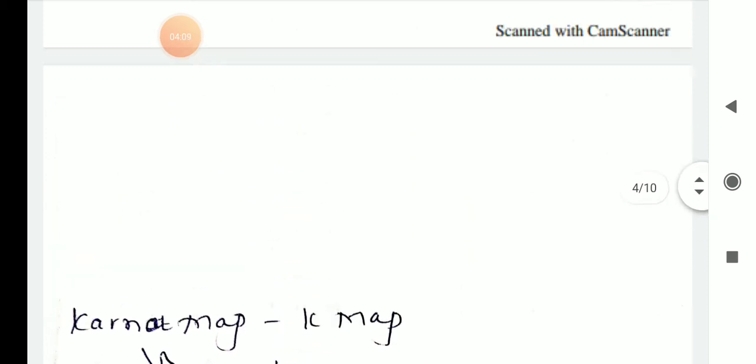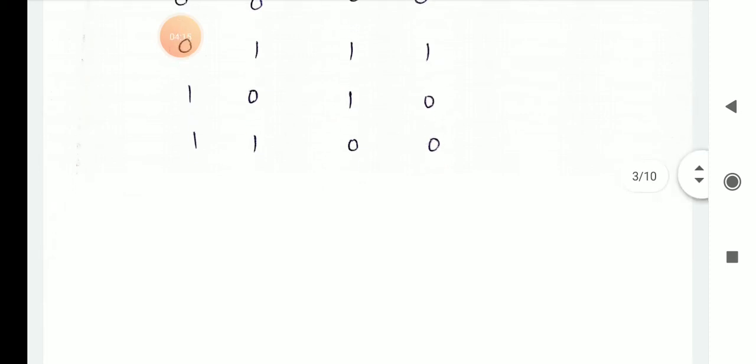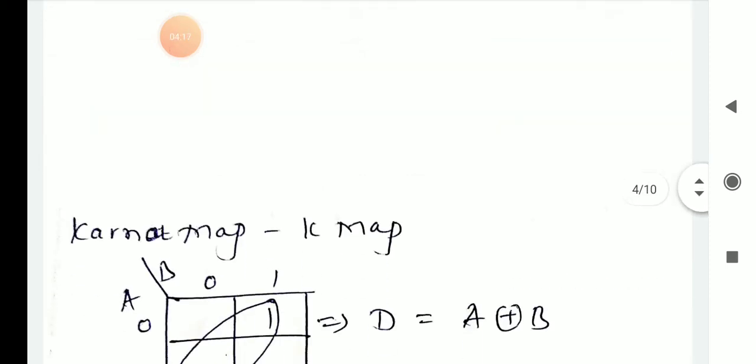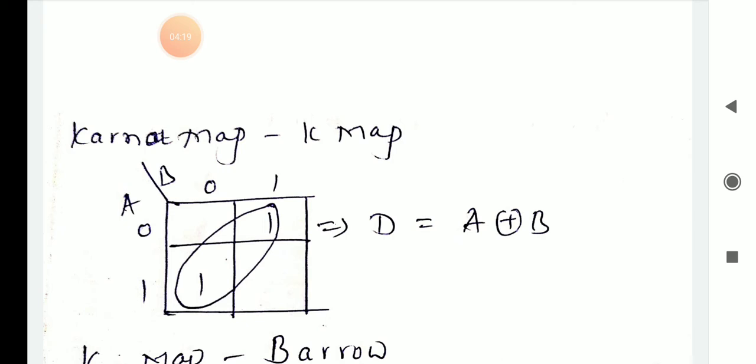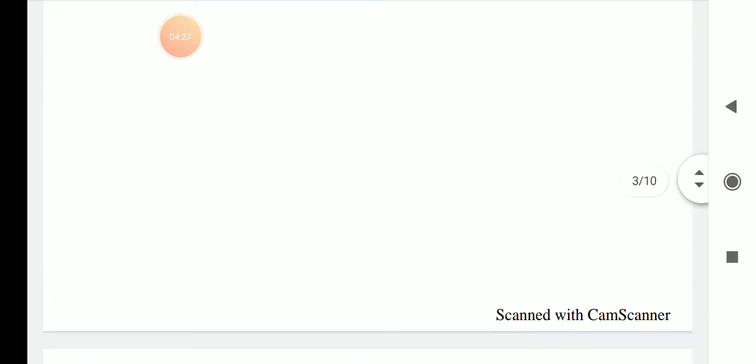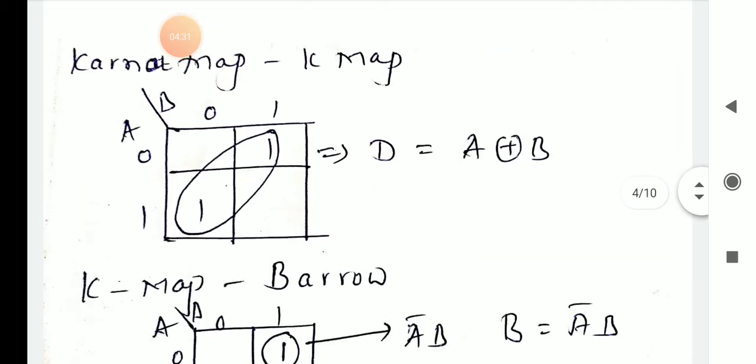In the same way, in difference the other 1 is where A is 1 and B is 0, so in the Karnaugh map, A is 1 and B is 0, and you write 1 in that place. Apart from this you do not have any other ones, so you complete the Karnaugh map. The two 1s appear diagonally, so you can circle them.